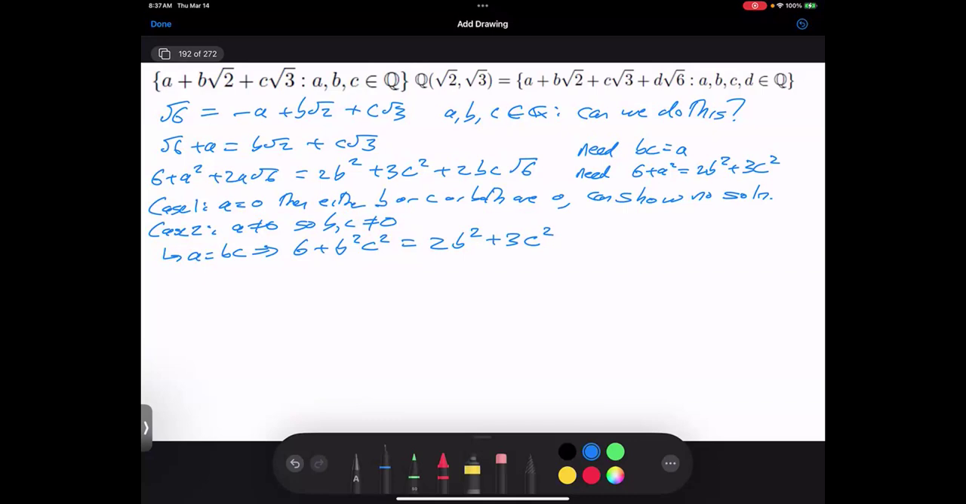And so if I give you a related equation, let's take, you know, B equals 1, C equals 2. 2B squared plus 3C squared would be 2 plus 12 would be 24. I'm sorry, would be 14. B squared C squared would equal 4. And so maybe if we try to solve 10 plus B squared C squared equals 2B squared plus 3C squared, we have a solution to that.